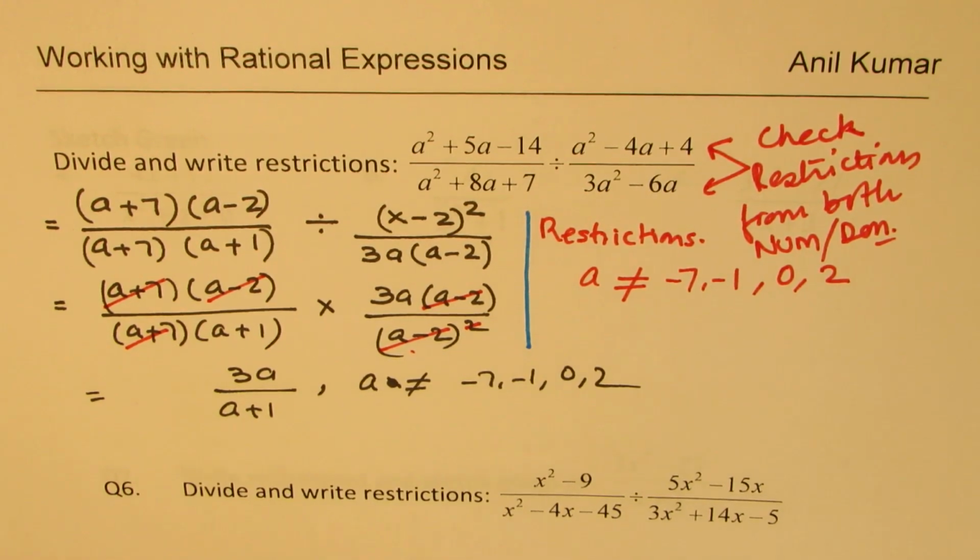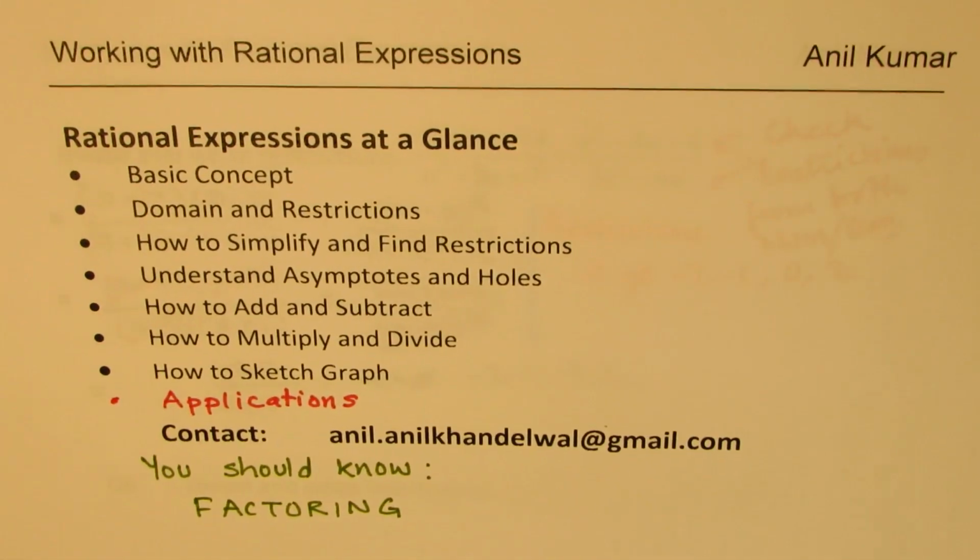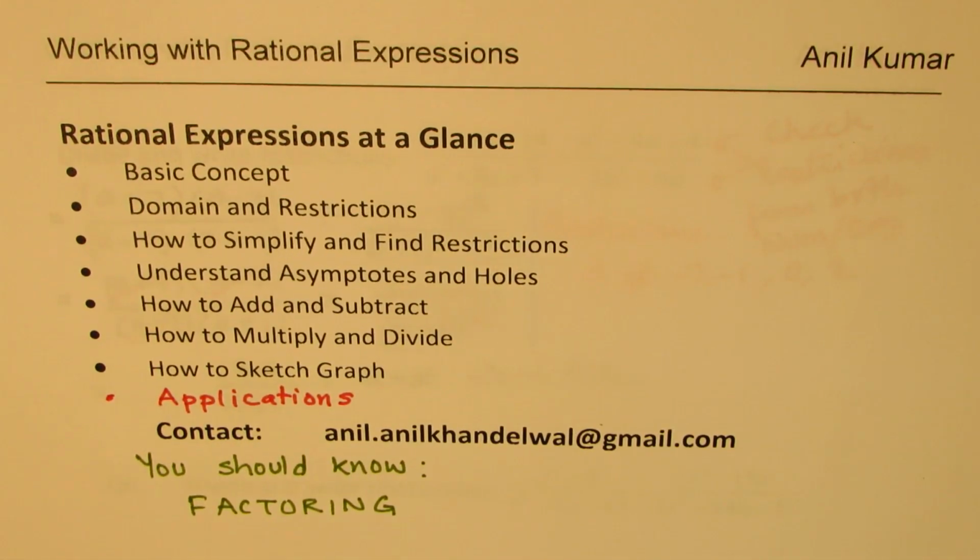Okay. So with that, we have covered most of the portion which we wanted to do in regards to rational expressions. We understand the very basic concepts. We know how to find domain and the restrictions. We know how to simplify these rational expressions. We understand what are asymptotes and holes. We also know how to add and subtract and how to multiply and divide rational expressions.